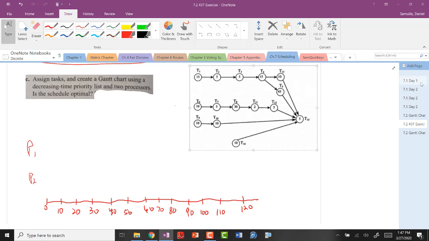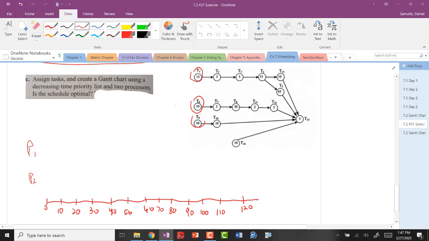Okay, now the decreasing time priority list. Here we go. Same old, same old. Remember, the people that don't do, they just start grabbing at tasks. Decreasing is you pick the highest one first of the available open tasks, and then you go from there. I'm going to have some goofball pick that one, right?